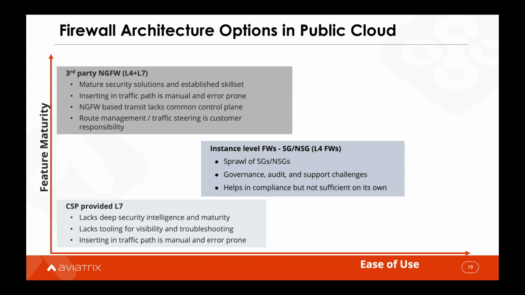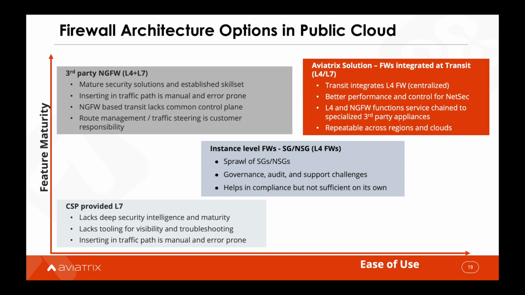The next option is to insert next-generation firewalls, such as what you may have been used to in on-prem. These solutions have been around for a long time and have typically established themselves as best of breed in this space. However, they are also very difficult to insert into the traffic path because they are not handling the control plane and are just one component of the data plane. They expect the customer to come up with service chaining solutions, which include route management and traffic steering. The next option is to integrate firewalls into the transit layer. This offers better performance and allows for a policy-based approach. It is an architecture that repeats itself within a region, across regions, and across clouds.